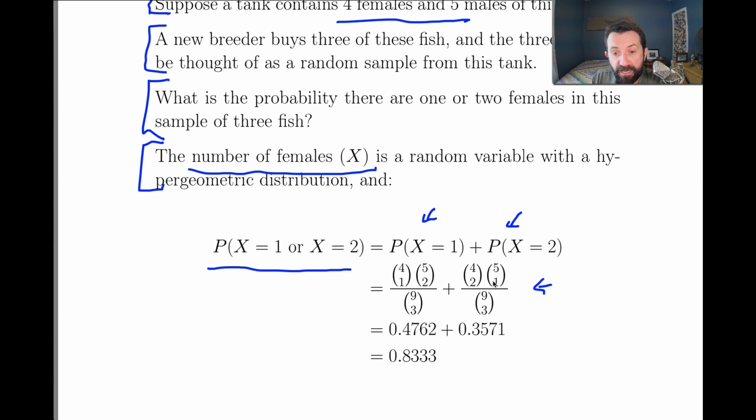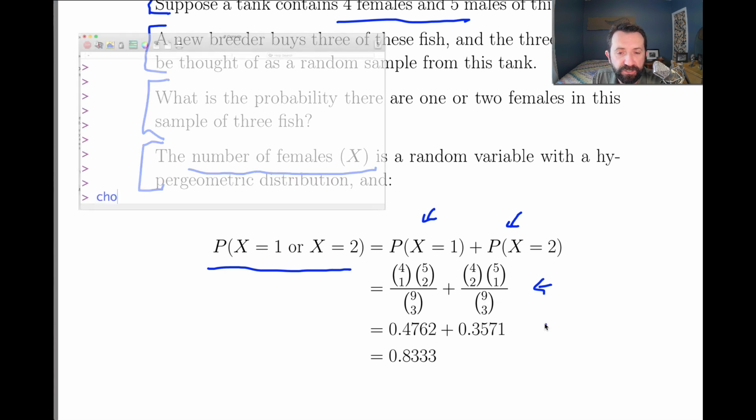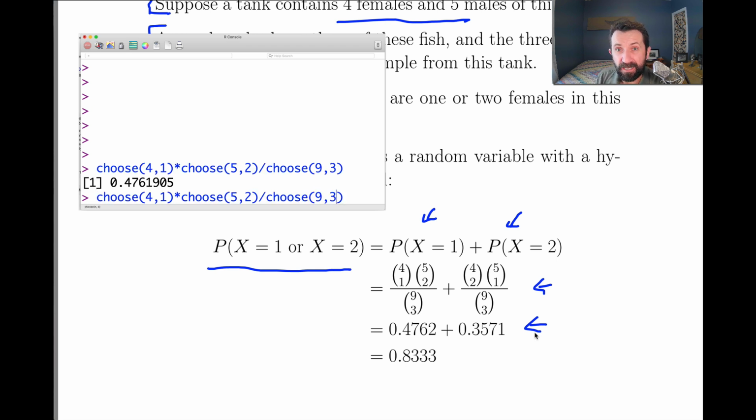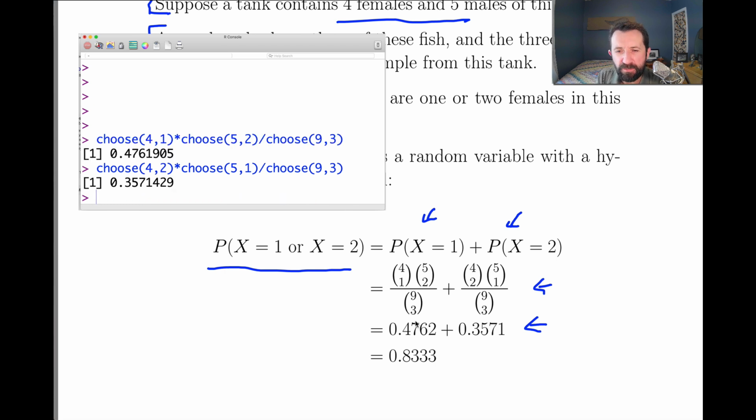From the 5 males, we have to pick 1, and we're picking 3 from the 9 fish in total. And so if you put this into your calculator, or we could put this into R using the choose function. When I'm doing this in R, I like to use the choose function, and think it through, like 4 choose 1, 5 choose 2, 9 choose 3. Then I'm confident that what I'm doing is correct.